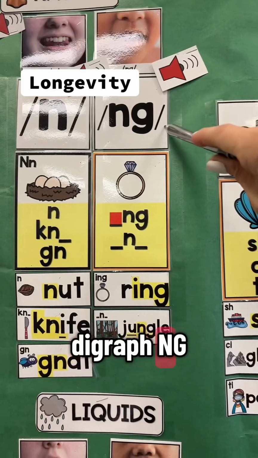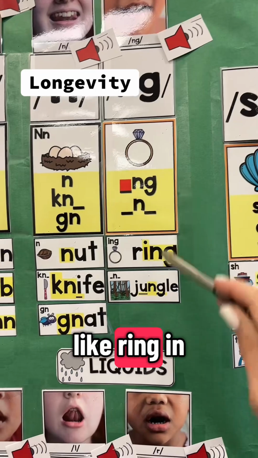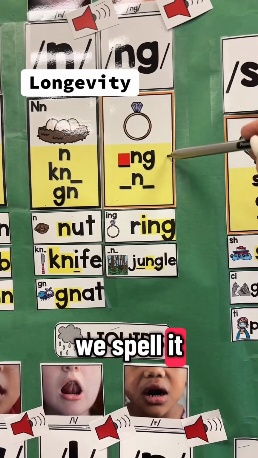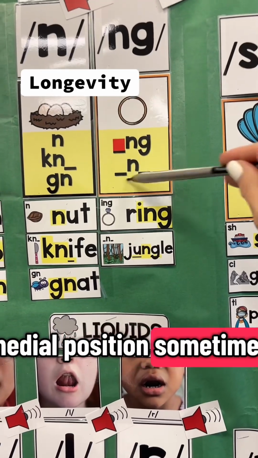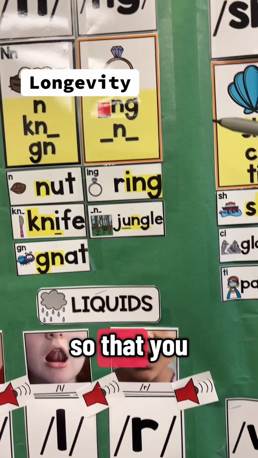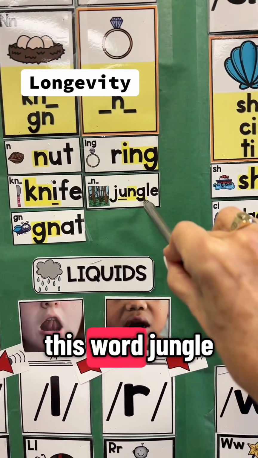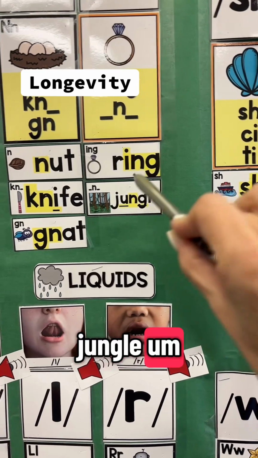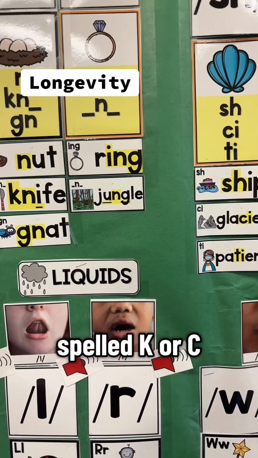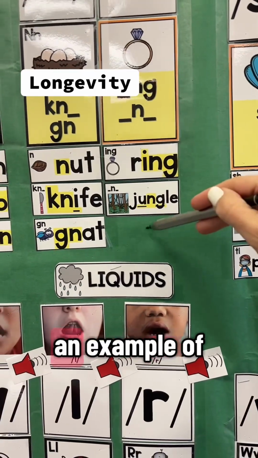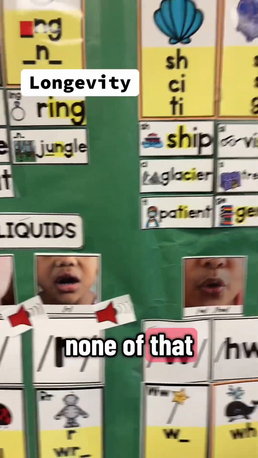This is called digraph NG, and it makes the "ng" sound, like ring. In the final position, we spell it with digraph NG, but in a medial position, sometimes it's spelled with just an N, so that you have that sound before a G, for example, in this word jungle, or before a K or C sound, before a K, which can be spelled K or C. So I need an example of that here. I just realized I wonder if it fell off. Anyway, none of that matters.